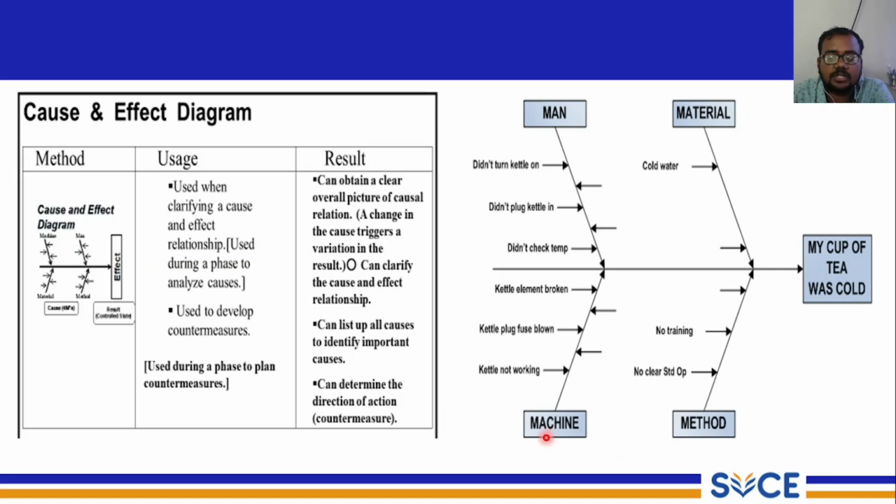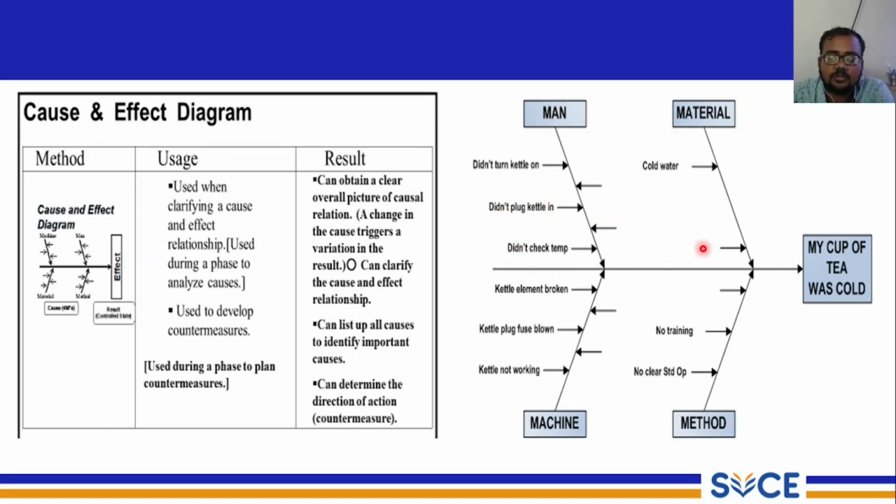And then the major cause of machine, you could see that the element got broken down, or probably the kettle is not working. And when it comes to method, there was no standard operating procedures which has been clearly mentioned. So it helps you in a way that when for a particular effect, what could be the causes, and for those causes, what could be the root causes, and you could then find the relationship between them.